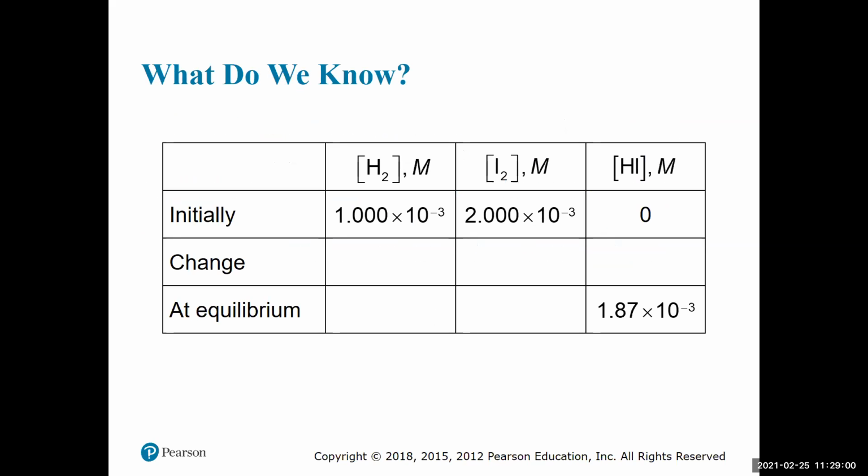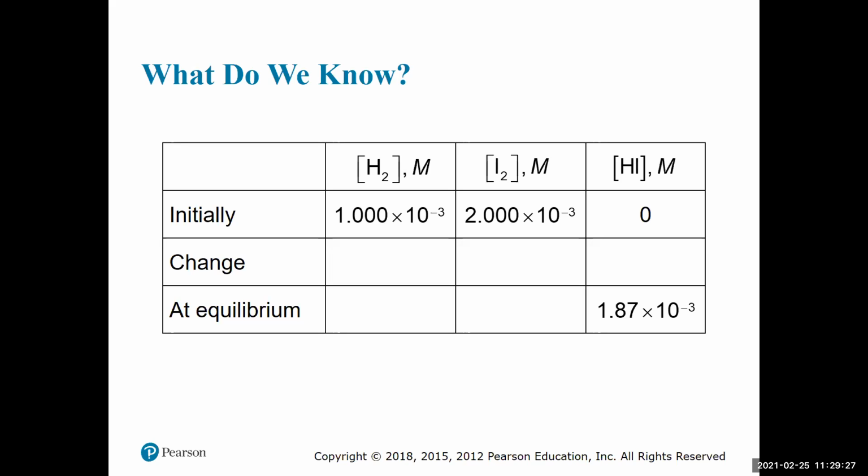So we'll call this the what-do-we-know table. If we set this up where we have the concentrations of our reactants and products, and then we say we're going to have one row, that's the initial concentrations, and have a second row that expresses the changes that are undergoing, and a third row that says, what's the concentration at equilibrium?